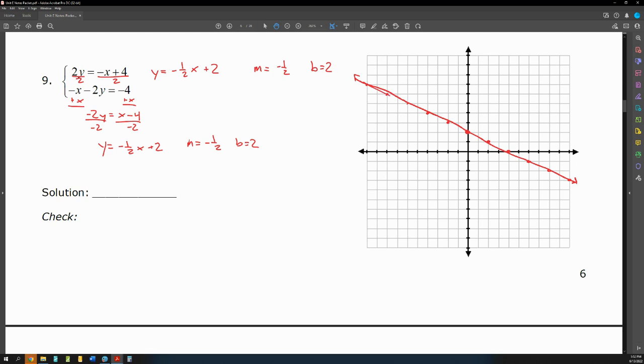So this line, you might have noticed, if you're using a straight edge, it might be hard to tell these two lines apart. But as you can see, we've got these two lines sitting right on top of one another. Graphically, this is what it looks like when you have the same line.